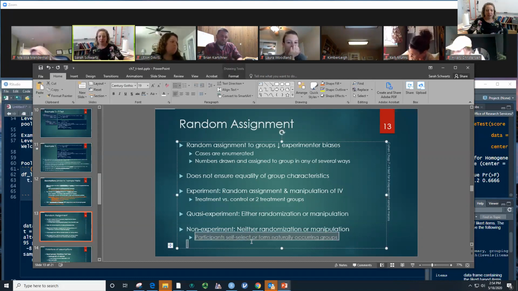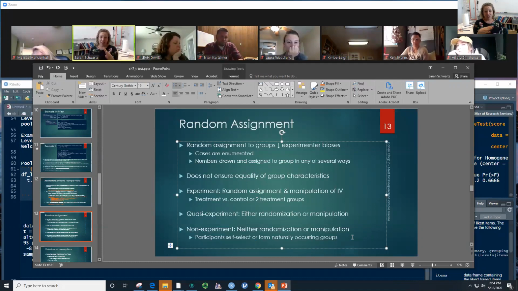Now, sometimes we can't randomly assign. The participants are either self-selecting or naturally forming groups. If we're looking at gender differences, male and female, we can't randomize that. If we're looking at whether or not someone is or is not a veteran, we can't randomize that. It just is pre-existing, so it's a non-experimental situation. We can still use those groups. The problem is we can't say cause and effect. We can just say things are associated.